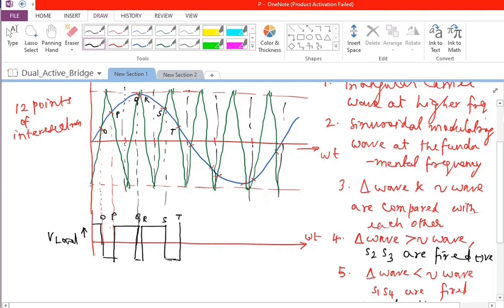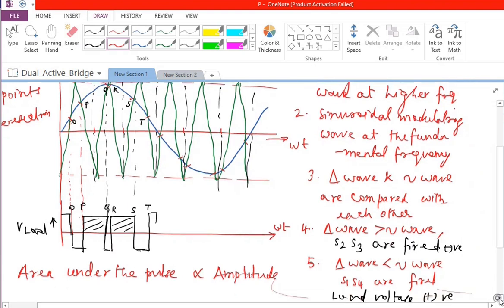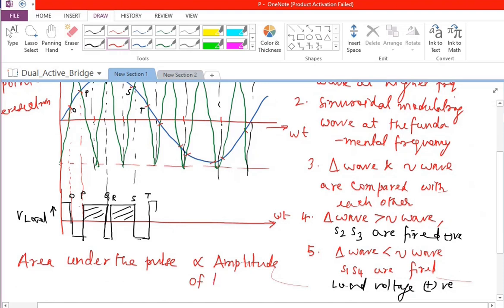So if you look at it, near the peak of the sine wave, we get a wider pulse. And near the zero crossing of the sine wave, we are going to get a narrower pulse. So the pulse width or area under the pulse is proportional to the amplitude of the sine wave at that instant. So if the sinusoidal amplitude is being emulated by the area under the pulse, then that is actually going to produce approximately an RMS value which is close to the sinusoidal wave itself, or the waveform itself is going to be close to sinusoid.